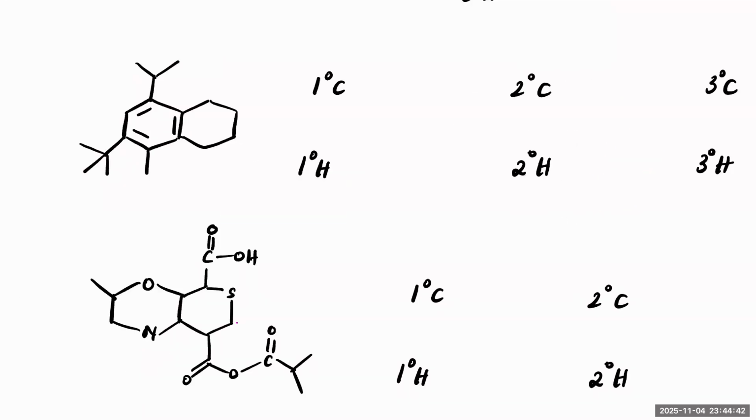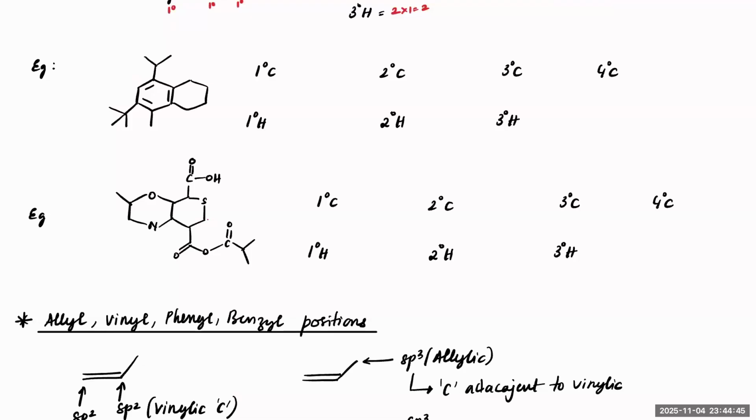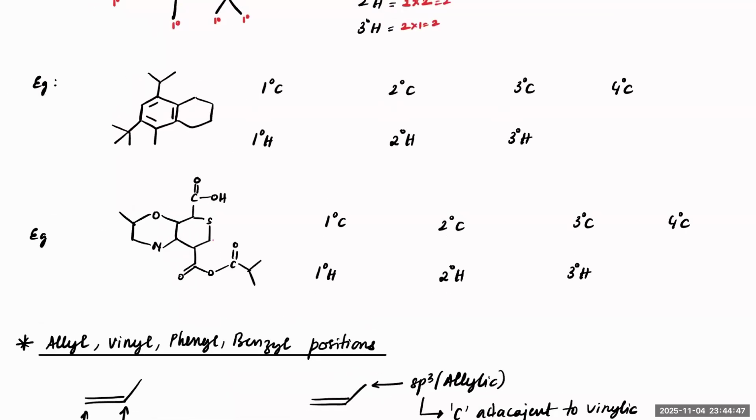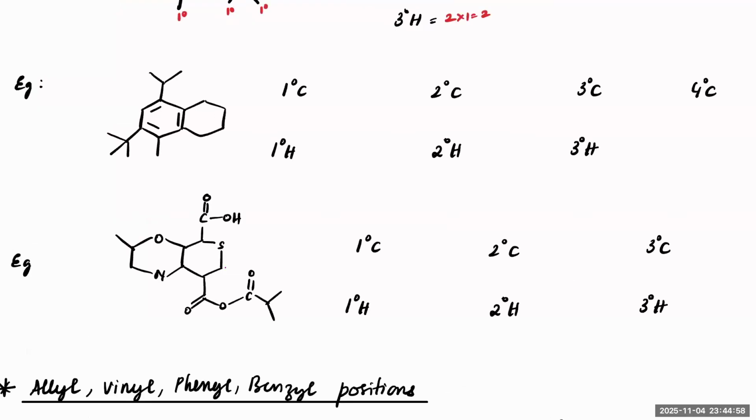Okay, I want you to take some time out and do these questions. Pause the video, try it out, and then check and match with the options. See what I am getting. 1 degree carbons, I'm getting it as 6. 2 degree carbons, I'm getting it as 5. 3 degrees, I'm getting it as 6. 4 degrees, I'm getting it as 1. Check with your answers. 1 degree hydrogens, I'm getting as 18. 2 degree hydrogens, I'm getting as 9. 3 degree, I'm getting it as 1.